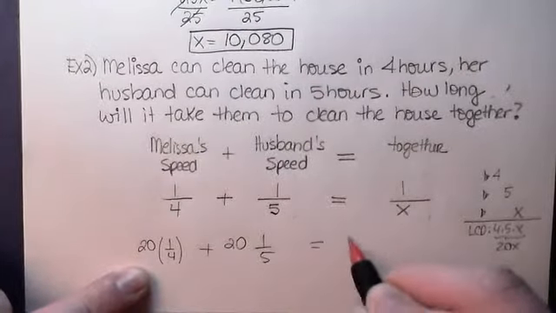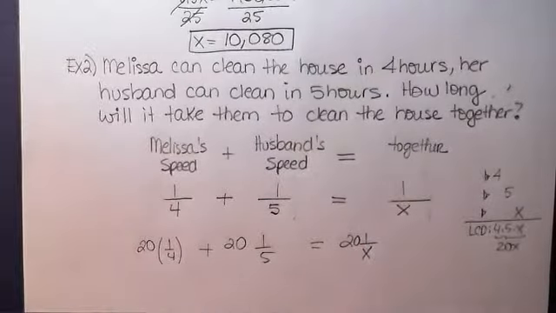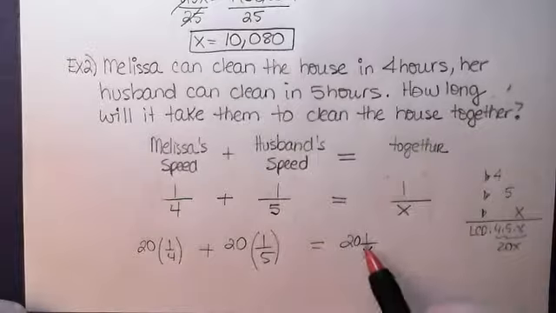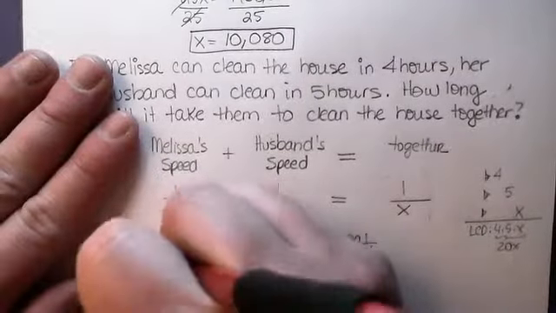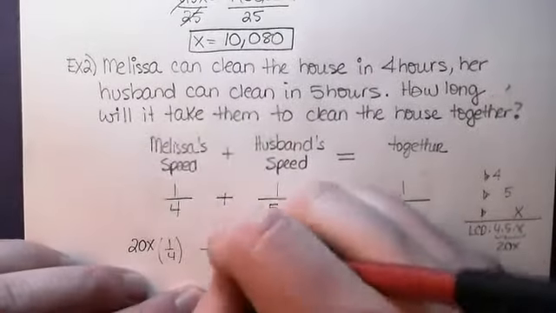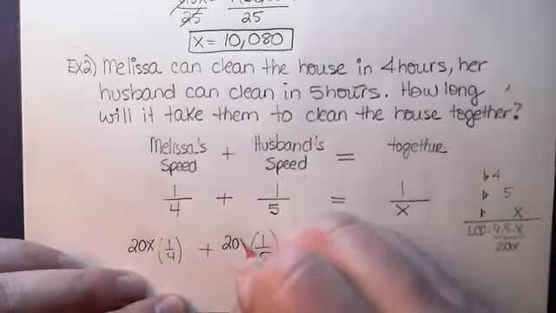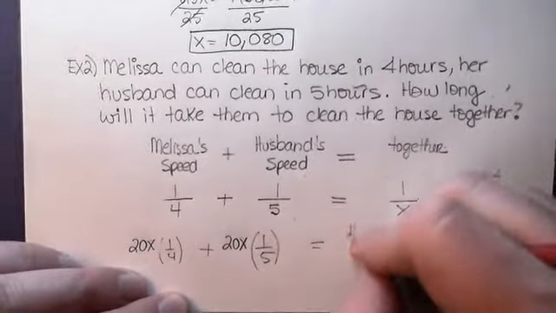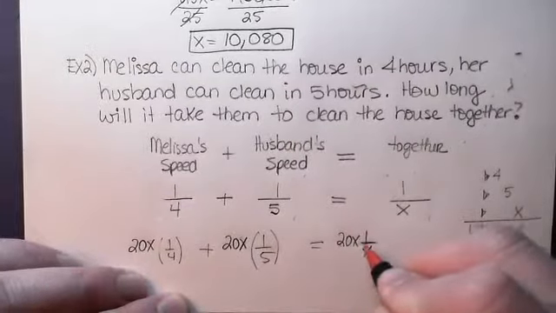And when I do that, I'll be able to get rid of the fractions. And I forgot to multiply by 20x. So I'm sorry, 20x here, 20x over here. Alright, last one, 20x. Apologize for that.